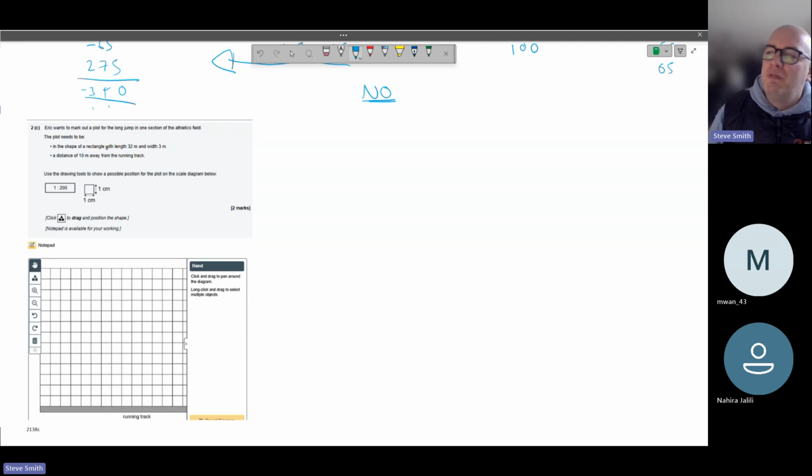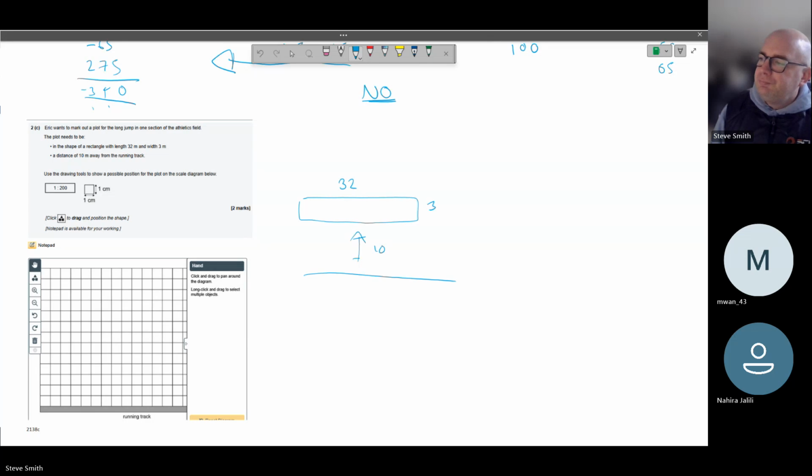It is the shape of a rectangle. So we're going to draw a rectangle. I'm not going to write it on there yet. 32 by 3. And a distance 10 meters away from the running track. So the running track's down here somewhere. So that's going to be 10 meters. Okay, so we've written our numbers in there. We've taken all the information we need from that, except for the scale.